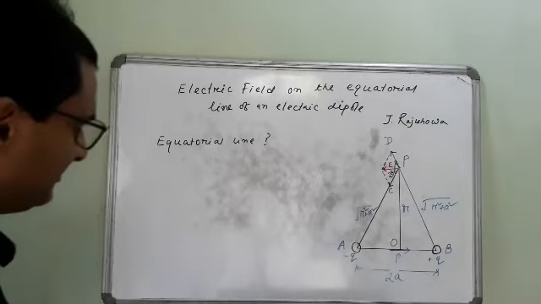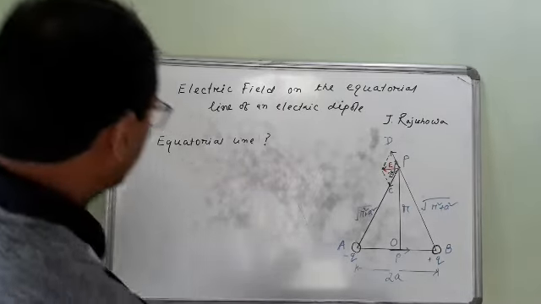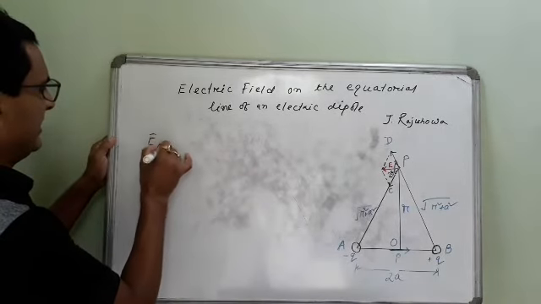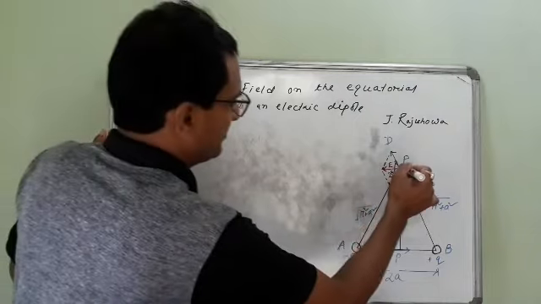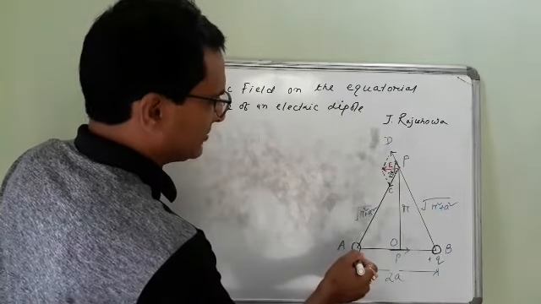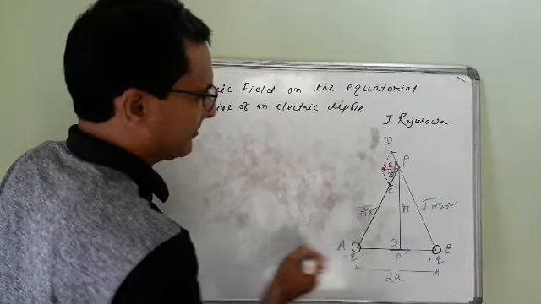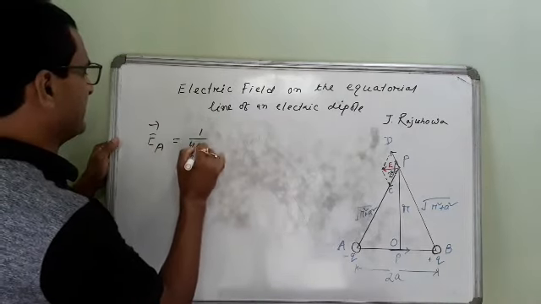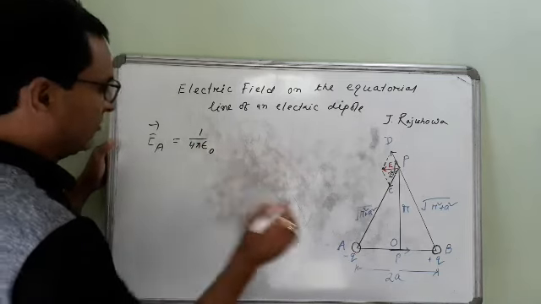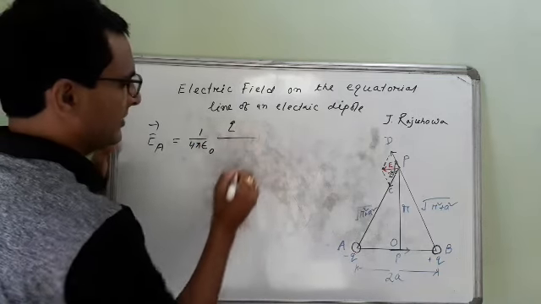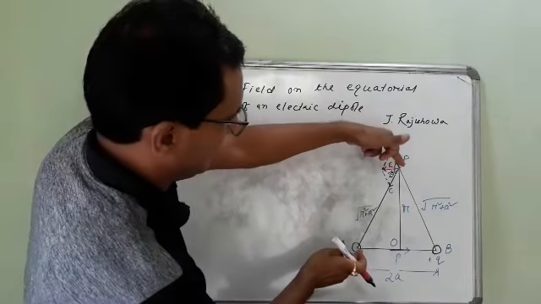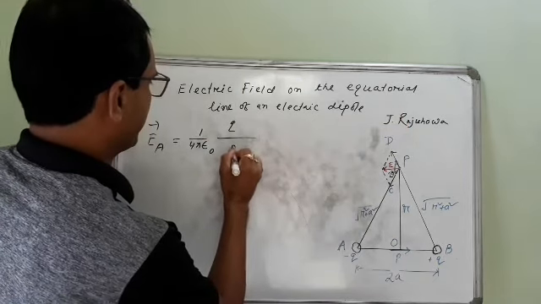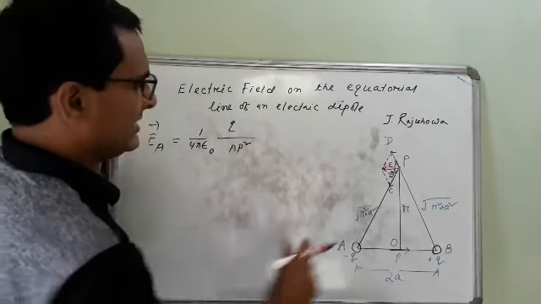So let us consider EA to be the electric field at point P due to charge minus Q located at A. By definition, this is equal to 1 by 4 pi epsilon naught, Q by distance squared. So this distance is AP, so it is AP squared. So what is this AP?